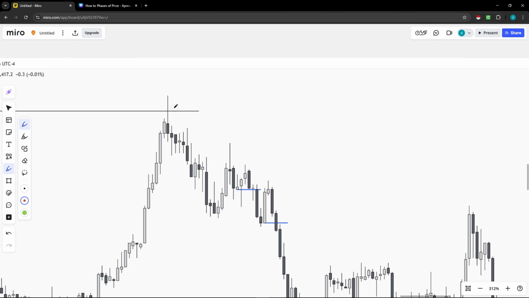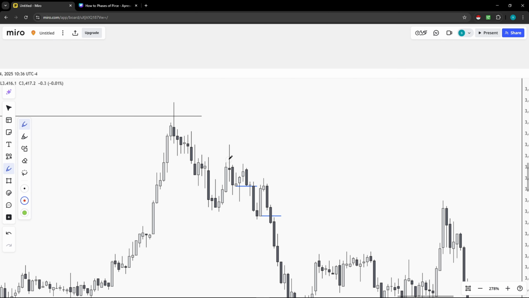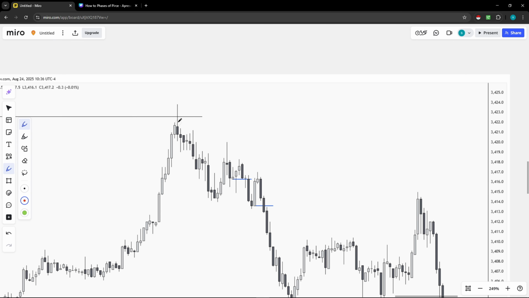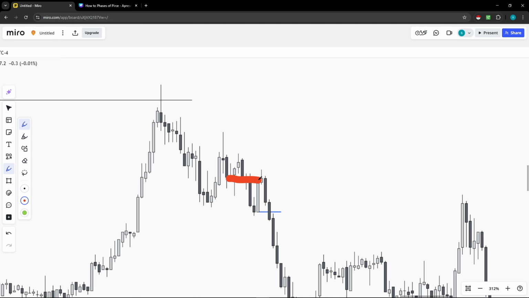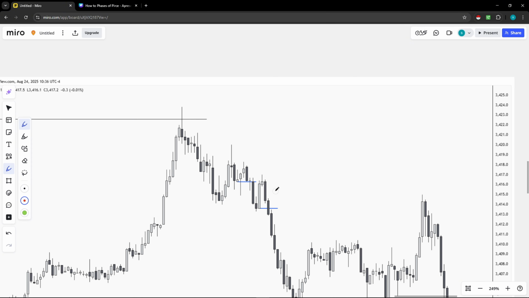So here's a 5-minute example. We see that after manipulating this high, we just make these shallow moves to the downside. Nothing here to see. We make a change in the state of delivery, and right after that we see expansion met with expansion. This is our V-shape, a confirmed reversal.